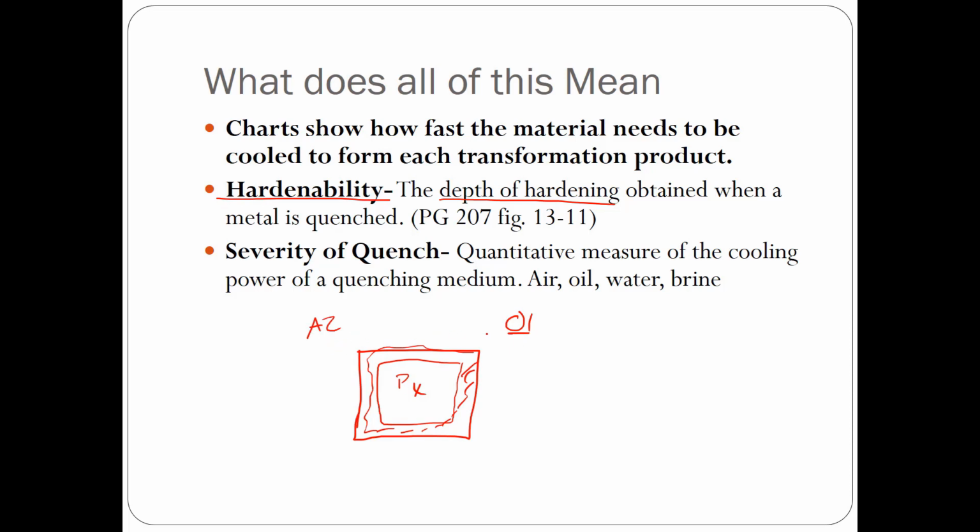Hardness, realistically, after tempering, if I tempered this one at high temperature and tempered this one at low temperature, I could end up with the same exact hardness, but they have different hardenability. So hardness is resistance to indentation. Hardenability is the depth of hardness obtainable on any given material.